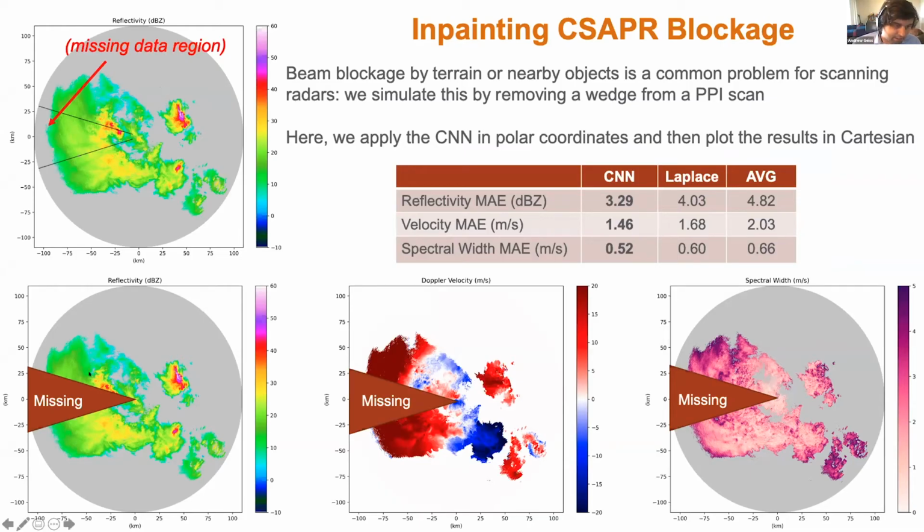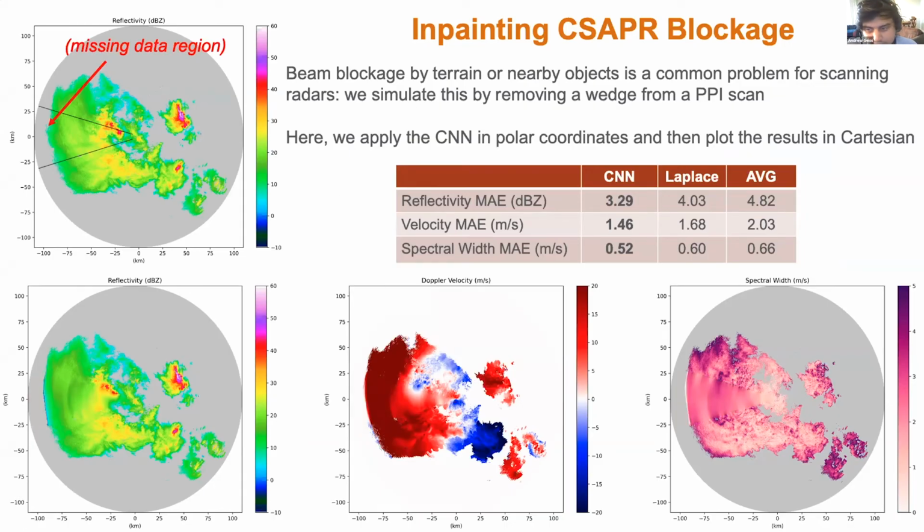So what that looks like here is there's this big missing chunk that I've taken out that's sort of a wedge simulating a pretty large beam blockage right next to the radar. And then I've asked the neural network to try to fill it in. And this is the result. And again, I'm showing mean absolute pixel-wise error here, comparing the convolutional neural network to two conventional in-painting schemes, and it does quite a bit better.